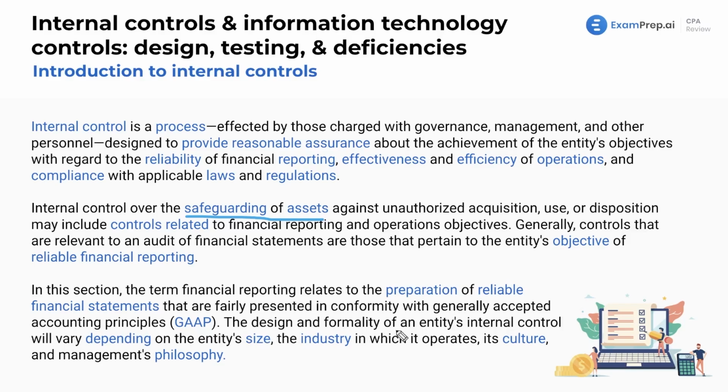The design and formality of an entity's internal control will vary depending on the size, industry, culture, and management's philosophy. We'll talk about this in multiple lessons as well, where there's a cost benefit analysis to segregation of duties, to internal controls. If you are a very small company and you can't hire a whole new employee to properly segregate those duties, well, one employee may have, let's say, authorization and record keeping. It's just there's a cost benefit analysis. You're not going to spend $60,000 a year to hire a specialist who can do something if you're a company that's only making $200,000 a year. That just would not make sense.